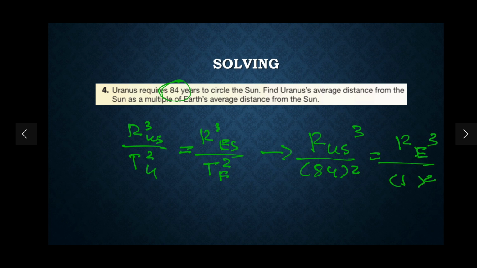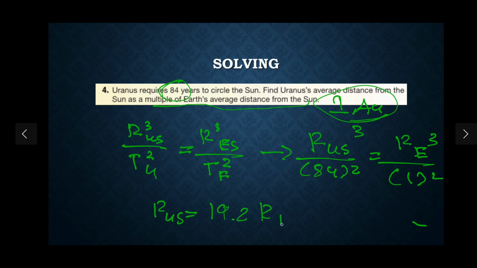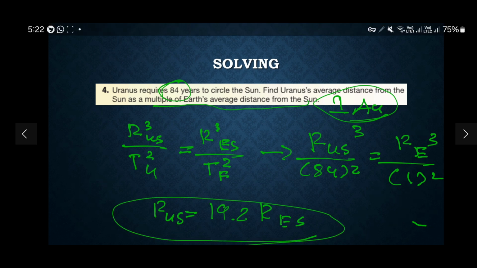Why did we substitute 1? Because we need to find the distance from the sun as a multiple or ratio of Earth's average distance. Since Earth's distance from the sun is 1 astronomical unit, or AU, and its period is 1 year, R Uranus is a multiple equal to 19.2 times Earth's distance. This is the formula.